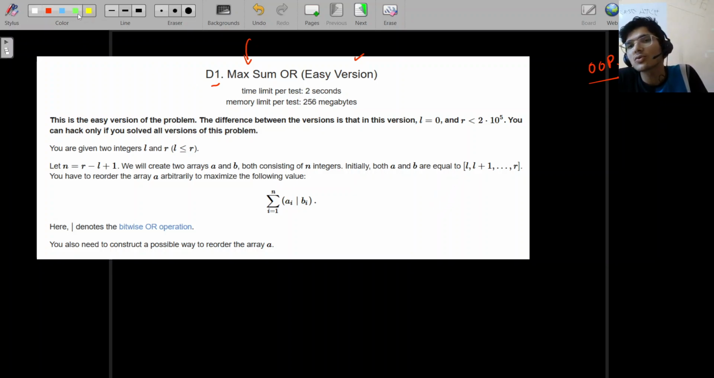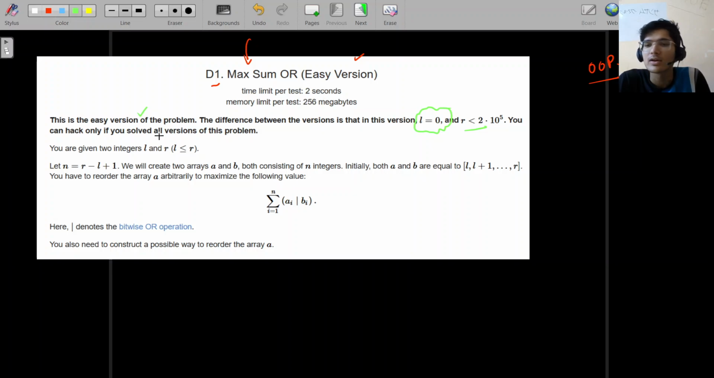Cool. Let's try to read this problem. The problem is very short. It's not usual for a Codeforces question, right? Codeforces questions are usually big. But okay, this is an easy version. The difference between the versions is that L is equal to 0, very important, and R is less than 2 into 10 power 5.